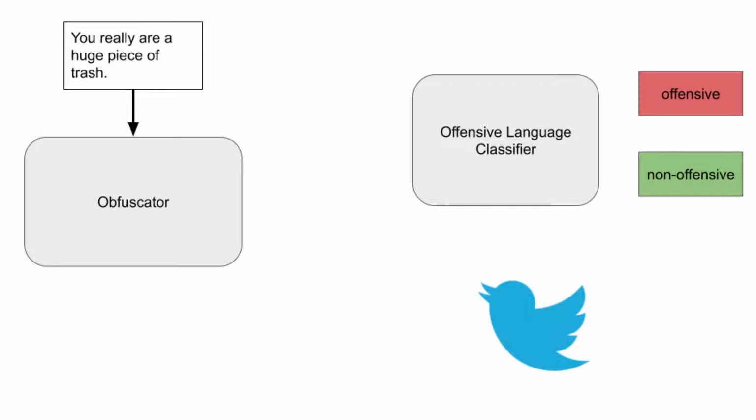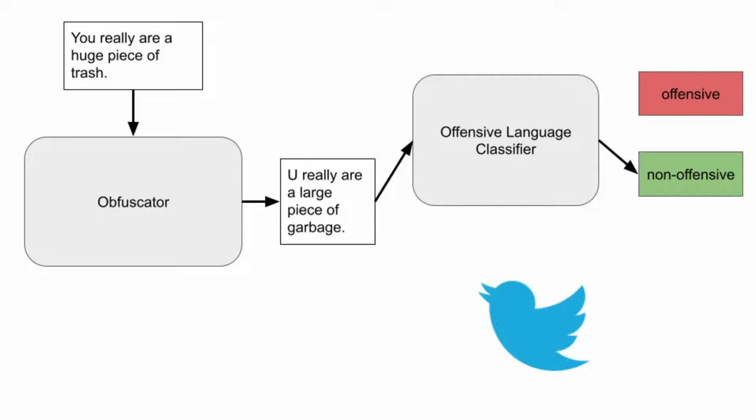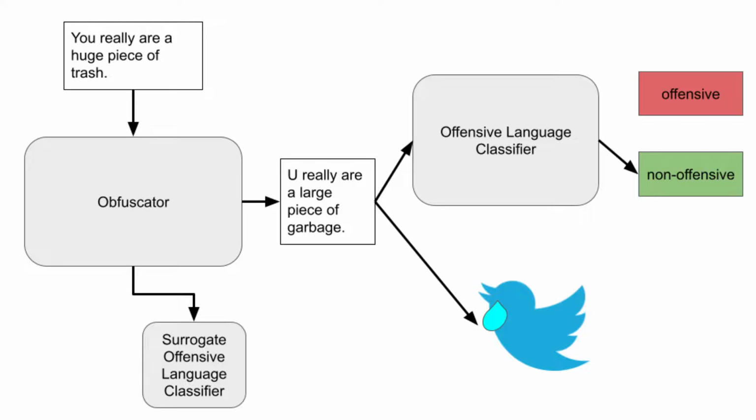For our threat model, we assume that the adversary's goal is to modify their offensive post in such a way which evades detection by offensive language classifiers, while also preserving semantics and readability for humans. To make modifications, the adversary is assumed to have black box access to a surrogate offensive language classifier that differs from the one used by the social media platform. The adversary uses feedback from the surrogate classifier to guide modifications to the text. Our goal is to evaluate how well the adversary can evade detection under this threat model.